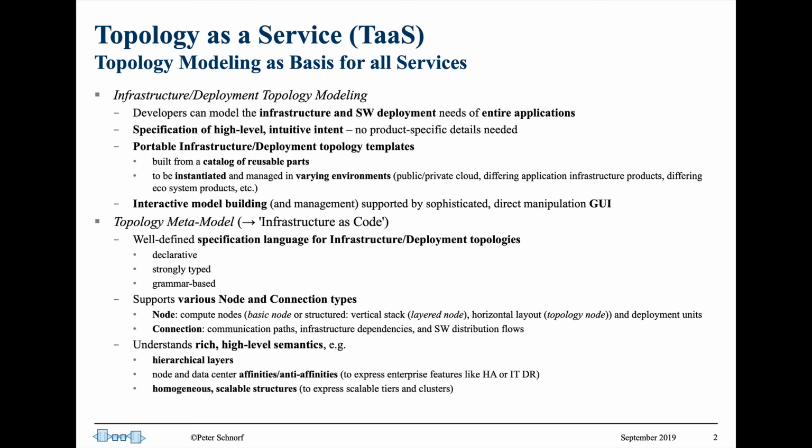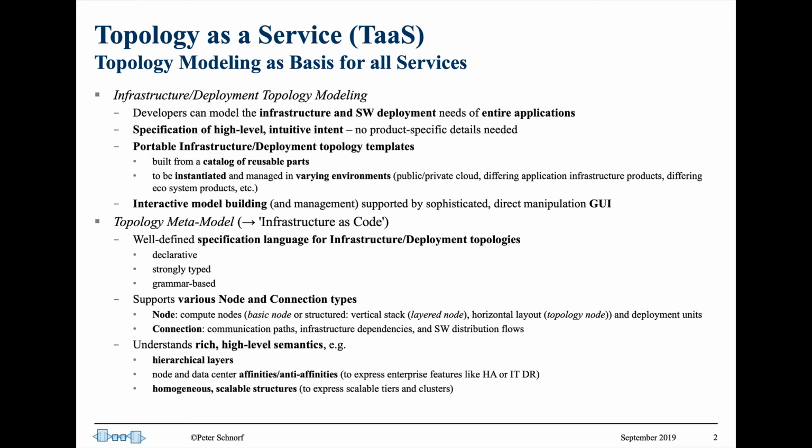On the other hand, connections specify relations between nodes. We distinguish three types of connections. Communication paths represent communication protocols that can be used by applications to call from one node to another. Infrastructure dependencies specify infrastructure-related semantics between nodes, for example, that they should never be instantiated on the same hardware server. And finally, software distribution flows connect deployment units to compute nodes on which they must be installed.